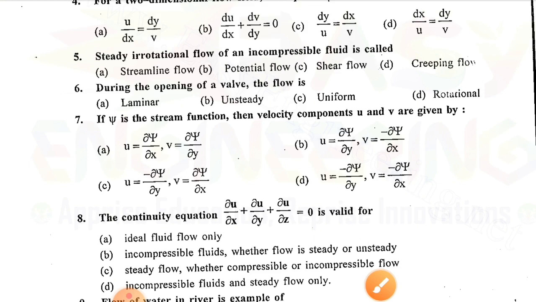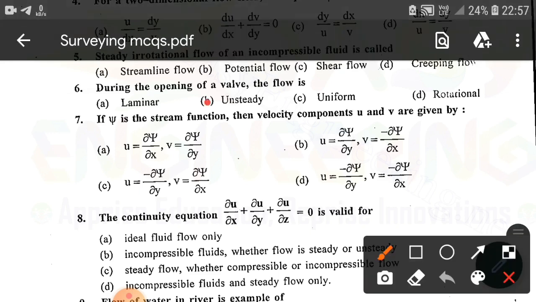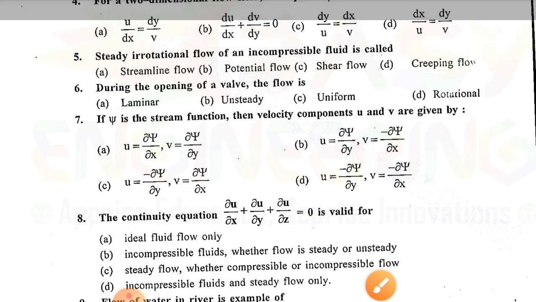Question number 6. During the opening of a valve, the flow is. Option B is correct. Unsteady. Question number 7. If psi is the stream function, then velocity components u and v are given by. Option C is correct. u equal to minus dou psi by dou y, v equal to dou psi by dou x.